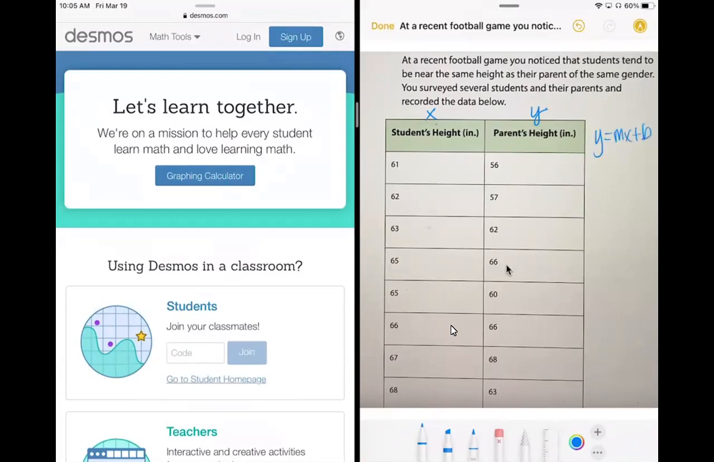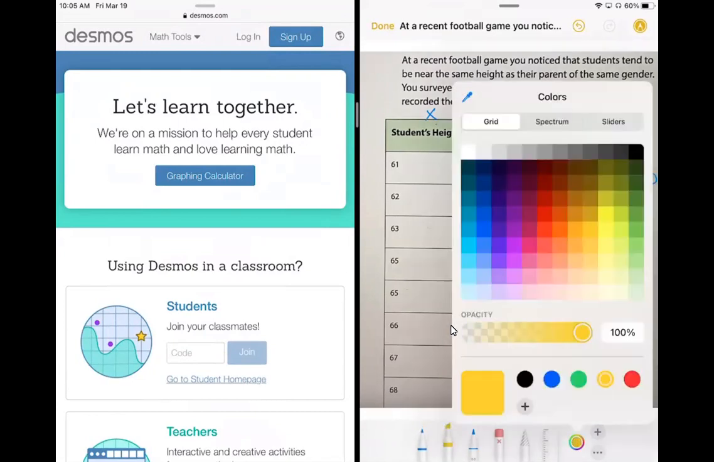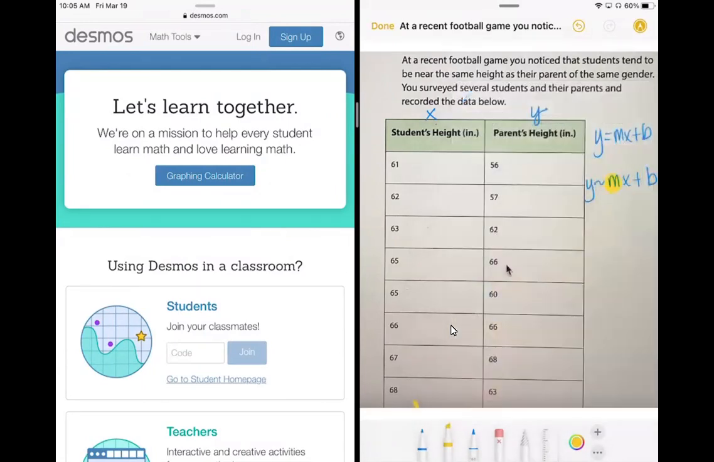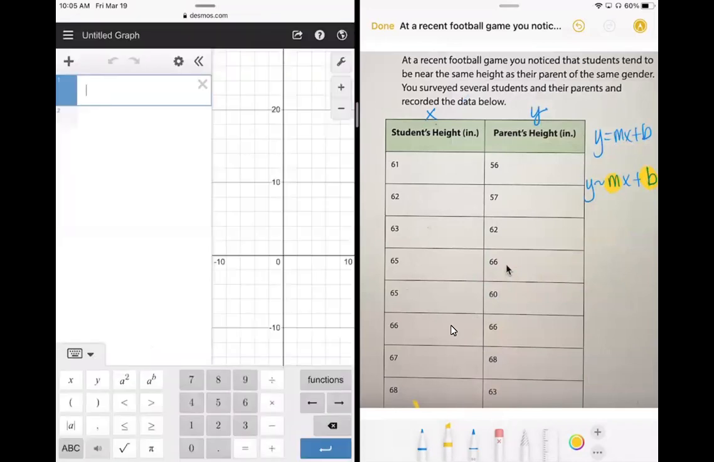But because we're doing a line of best fit, it's not exact, it's approximate. So we would have y is approximately equal to mx plus b, all right? Where we have m being the slope and b being the y-intercept. So let's go ahead and put our data in.